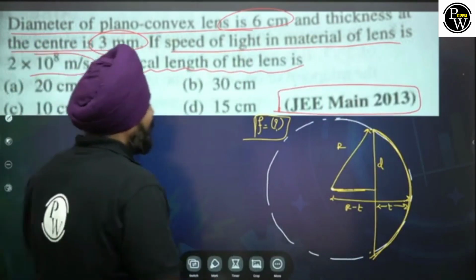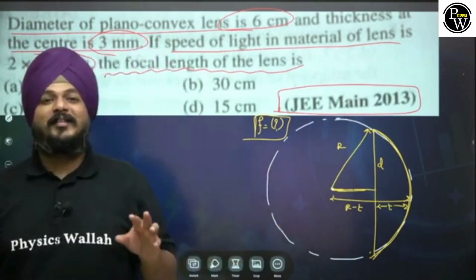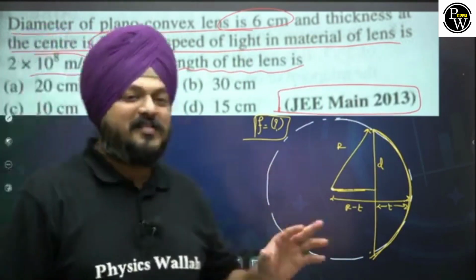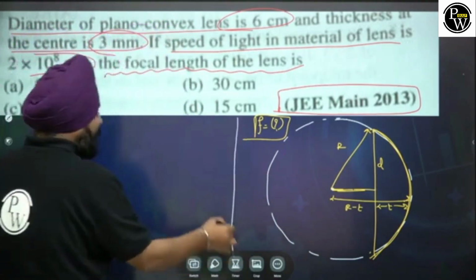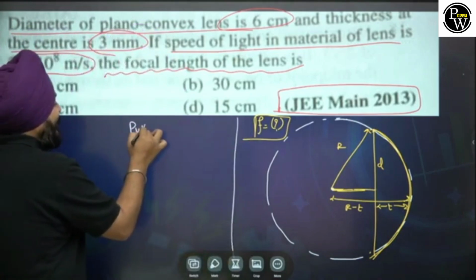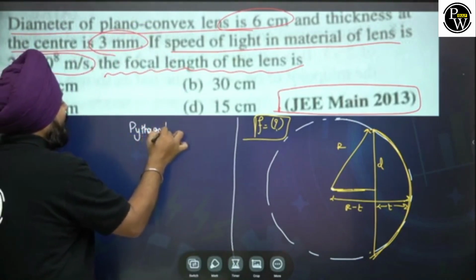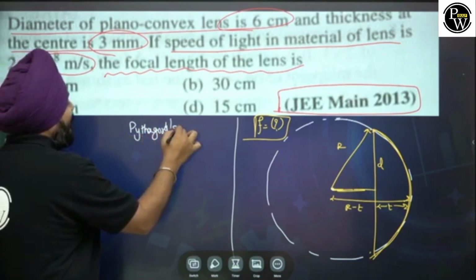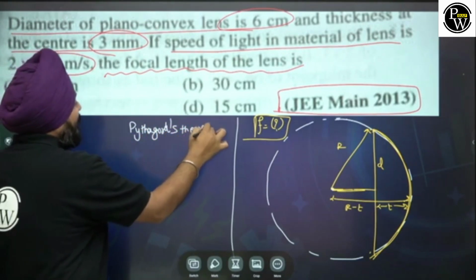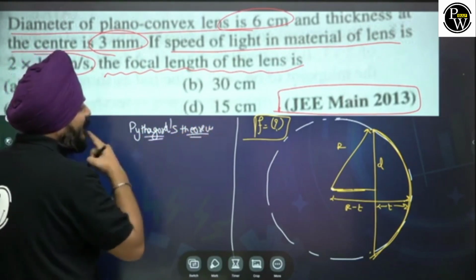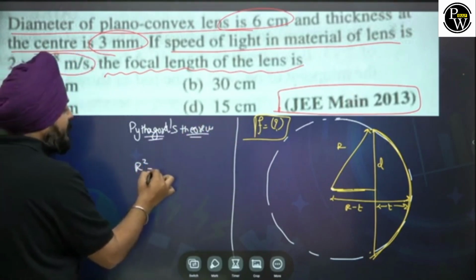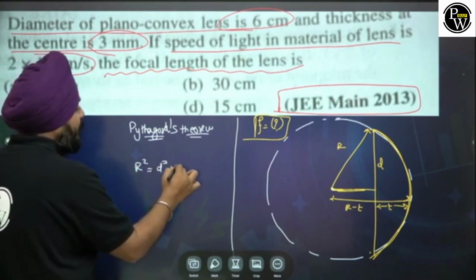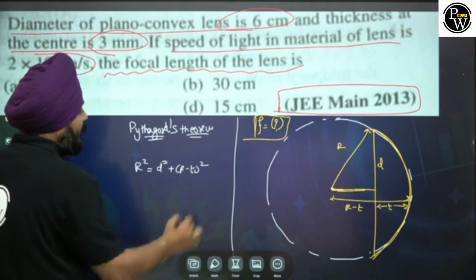Okay, this sum we are going to solve in a very simple manner, right? Suppose we apply the Pythagoras theorem, things are going to get awesome. So the hypotenuse is R square, that is D square plus (R minus T) whole square.